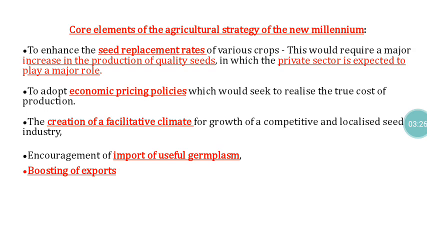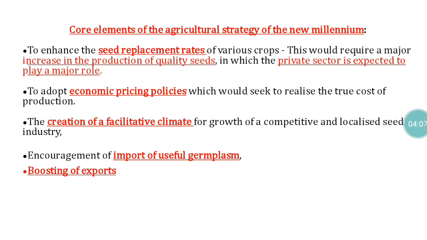For this purpose, we have to increase the quality seed production potential of both the private and public sectors, and the private sector is also expected to contribute more with reference to quality seed production and distribution. Another main thing is to adopt an economic pricing policy. This is also very important, as it would seek to realize the true cost of production. Economic pricing policy alone will realize the true cost of production, along with the creation of a facilitative climate for the growth of competitive and localized seed industries. That is also very important.